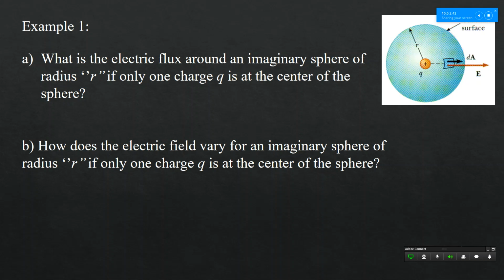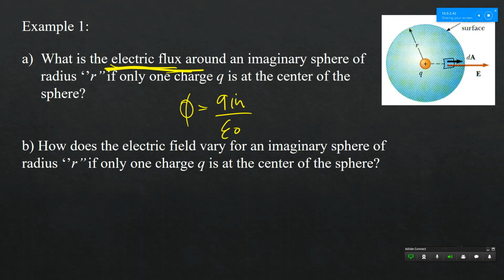Okay. So we're going to do this one together, and then I'm going to ask you guys to do the next few in groups. So what is the electric flux around an imaginary sphere of radius r if only one charge Q is at the center of the sphere? The question is asking about what? Flux. Please don't get that confused with electric field. So what would be the electric flux coming out of this? Okay.